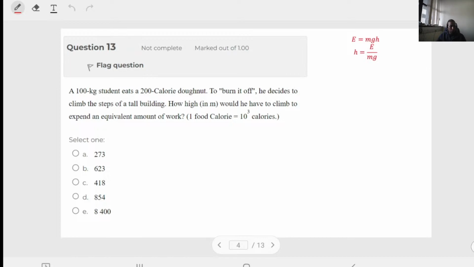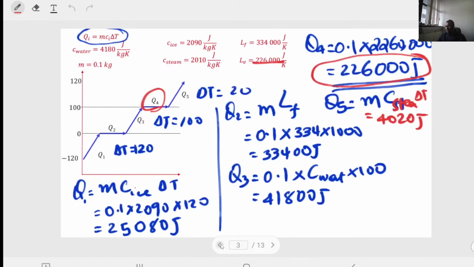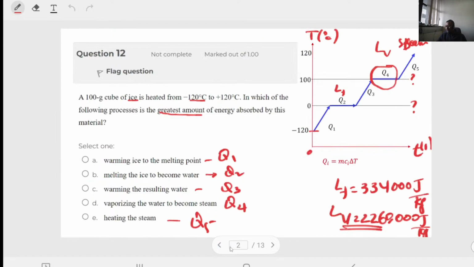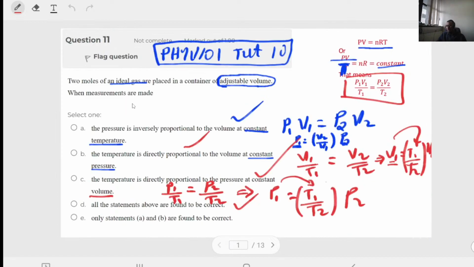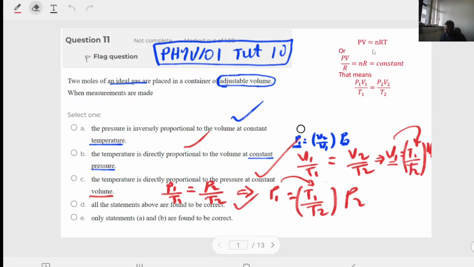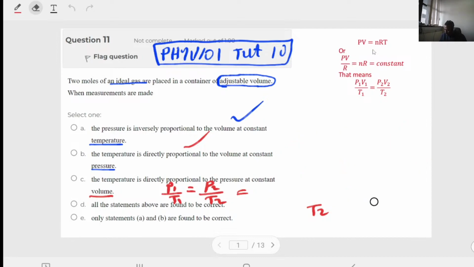Guys, those of you who just joined me on Teams, I just went through question number 11 and 12. If you want me to go back to it, please don't hesitate. What we did with question number 11, just to bring you in, was the ideal gas law. You simply use the ideal gas law, whereby PV equals nRT.